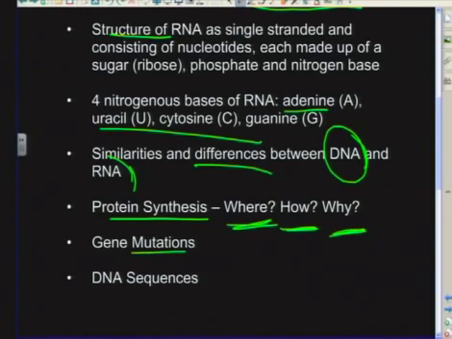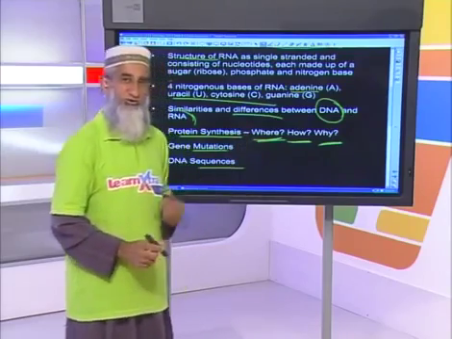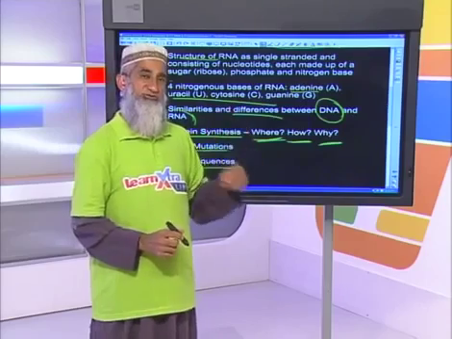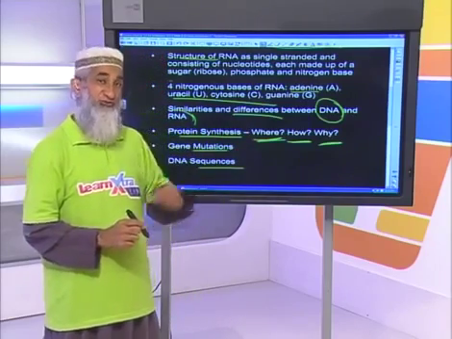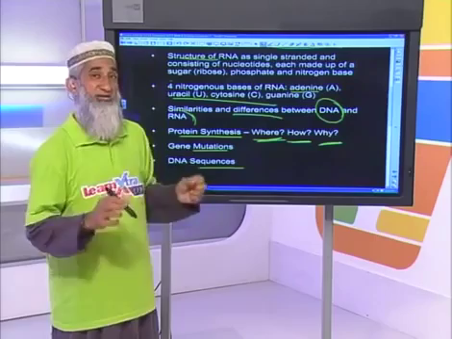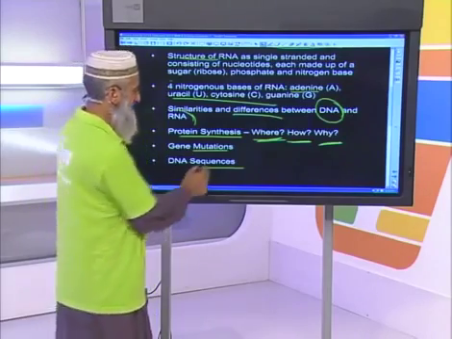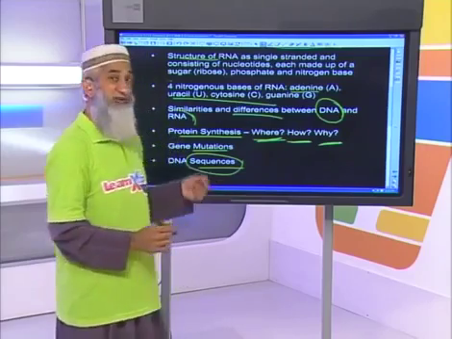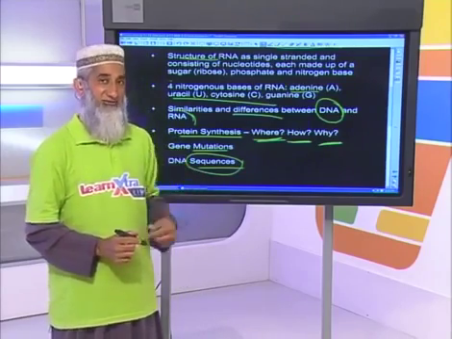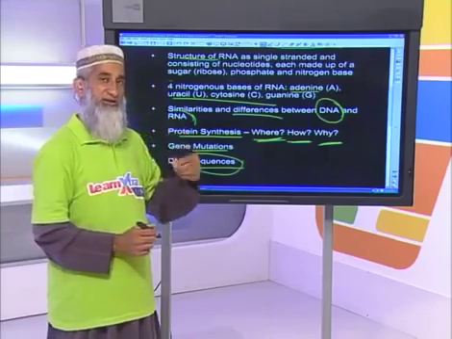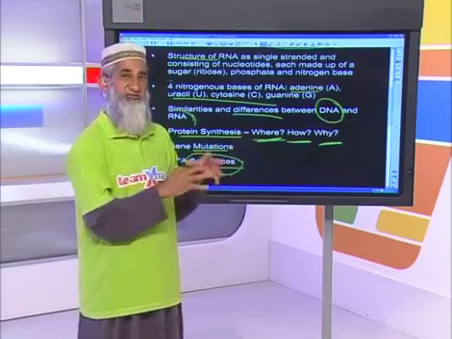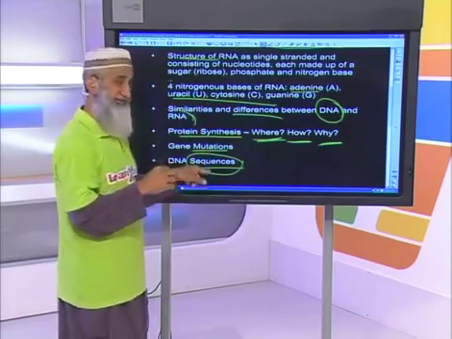Gene mutations come thereafter, and then DNA sequences. Gene mutations are what goes wrong with the genes, and sequences are how we use the sequences in different DNAs of different organisms to show the relationship between them. This last part is related to evolution, and you have covered that in grade 10 and 11. You covered a little bit of evolution in grade 10 and followed up in grade 11. You learned about phylogenetic trees and the relationship between organisms. So this is linked to that.